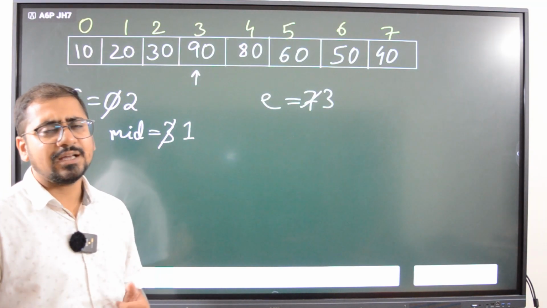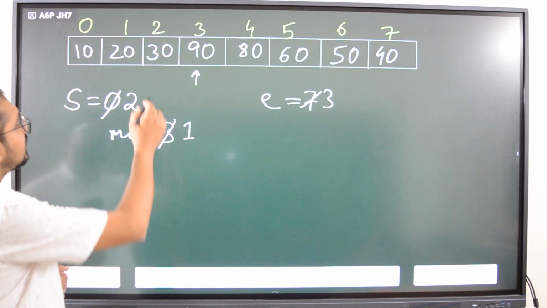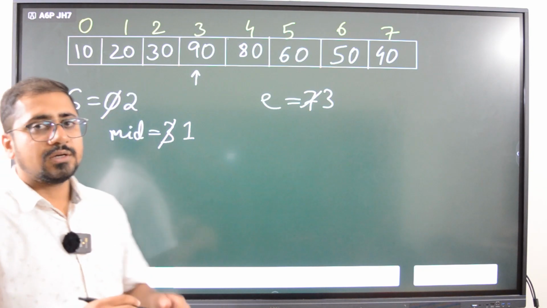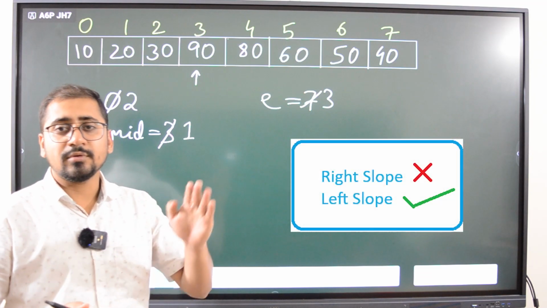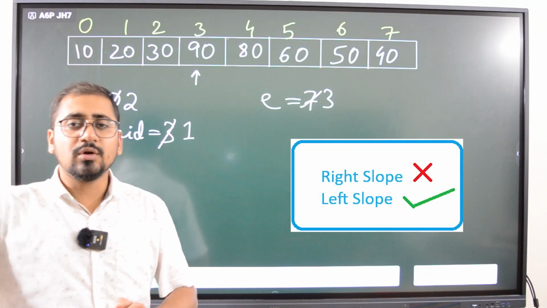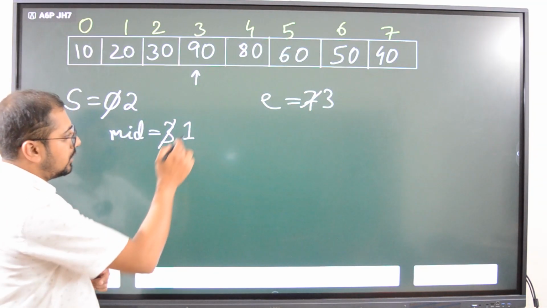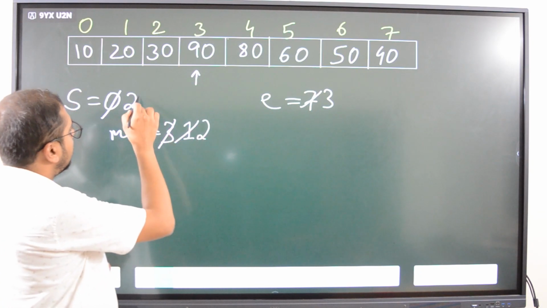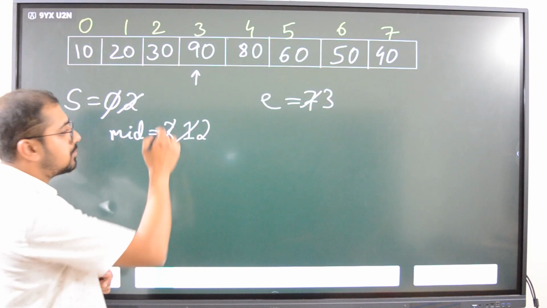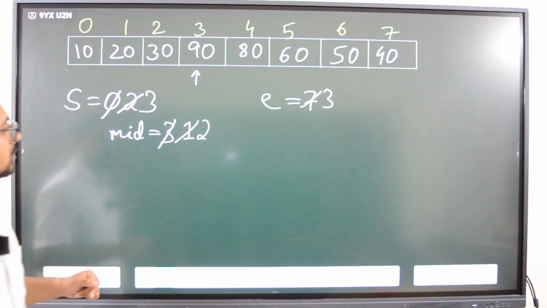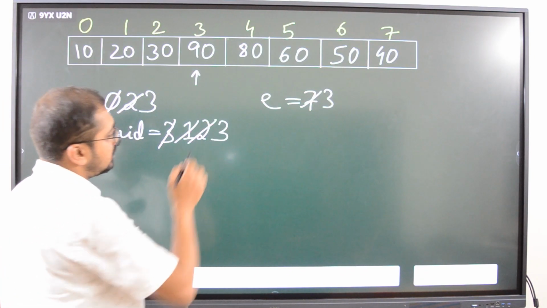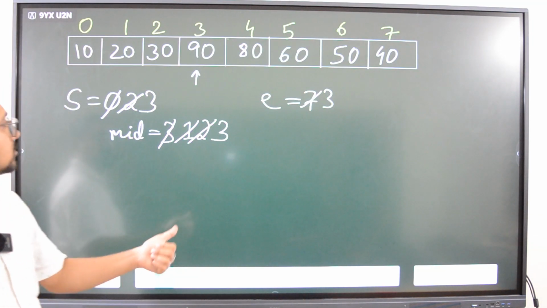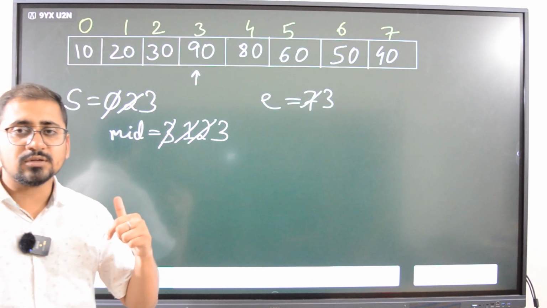We will be getting here the index as 2. Check at the index 2, the value 30. 30 is smaller than 90. So it is clear again that we are on the right slope. If we are on the right slope, we have to go on the right side again. So here start changes to mid plus 1, which is 3. Now again find out the mid. Mid is now 3 here. Mid is also 3, start is also 3, end is also 3.